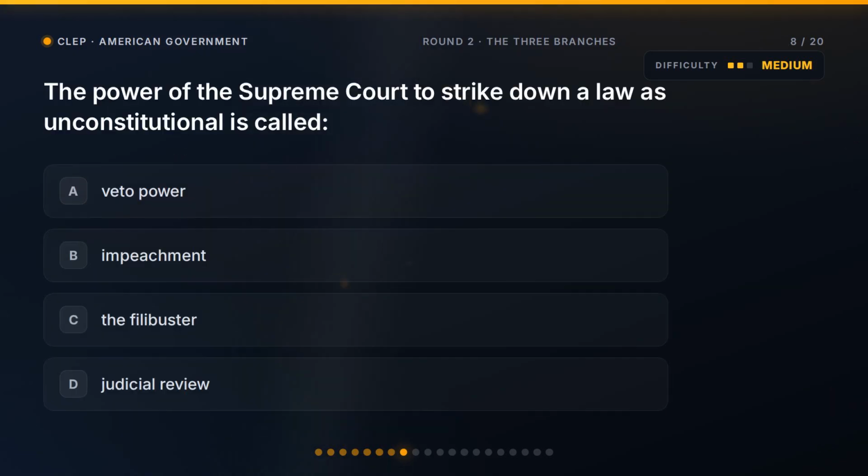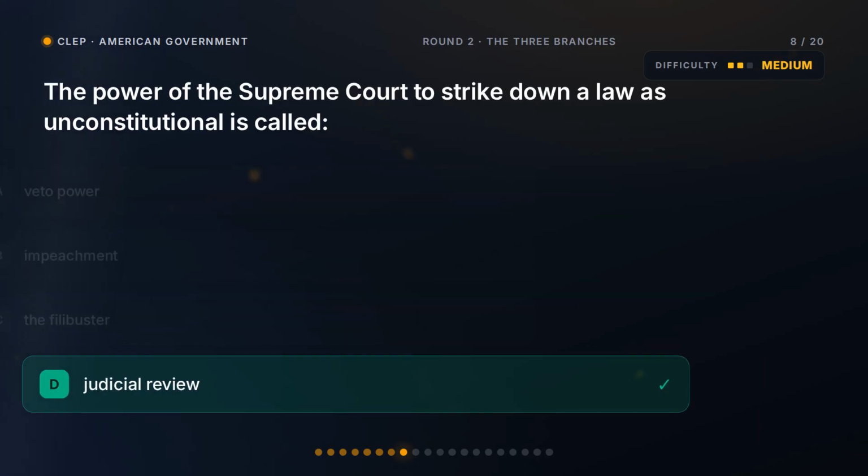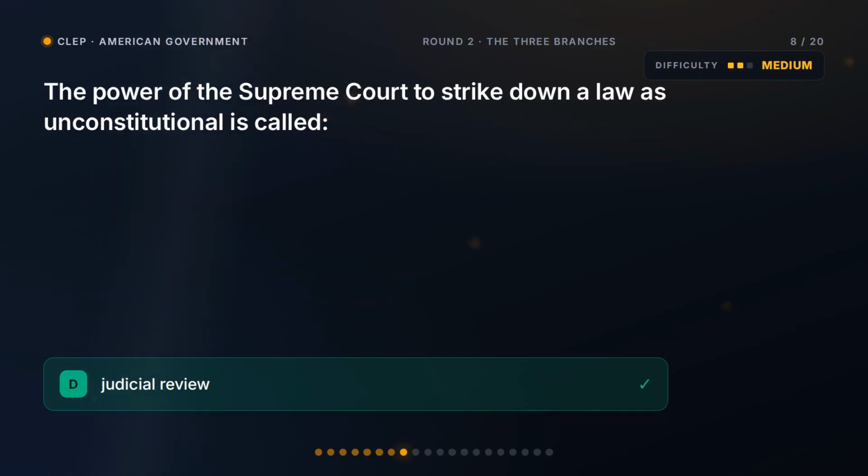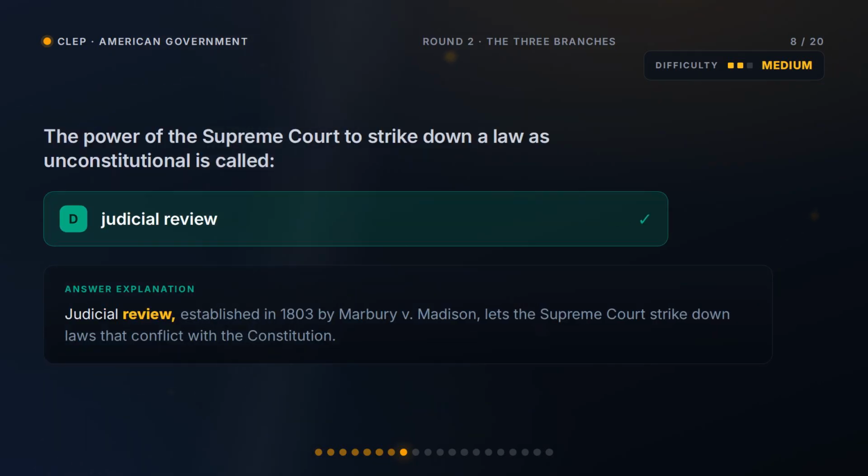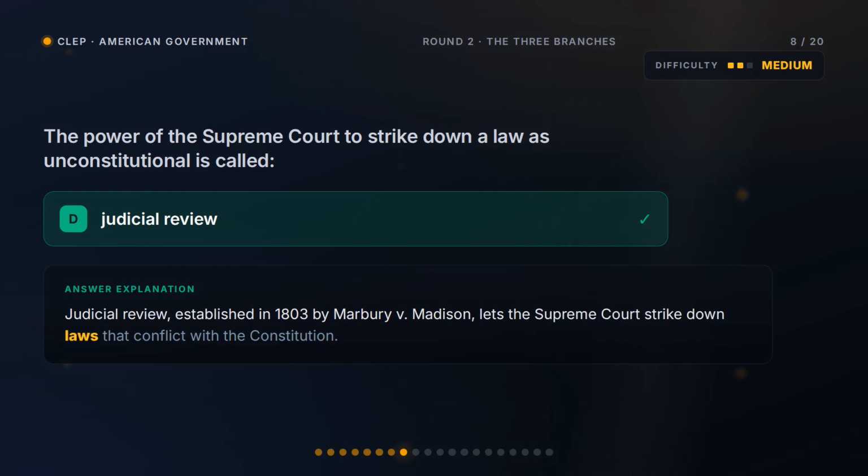Question 8. The power of the Supreme Court to strike down a law as unconstitutional is called a A. veto power. B. Impeachment. C. The filibuster. D. Judicial review. The answer is D. Judicial review. Judicial review, established in 1803 by Marbury v. Madison, lets the Supreme Court strike down laws that conflict with the Constitution.